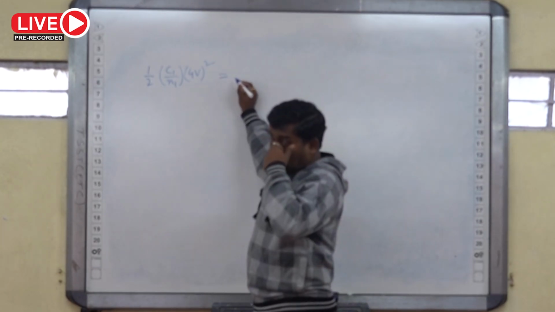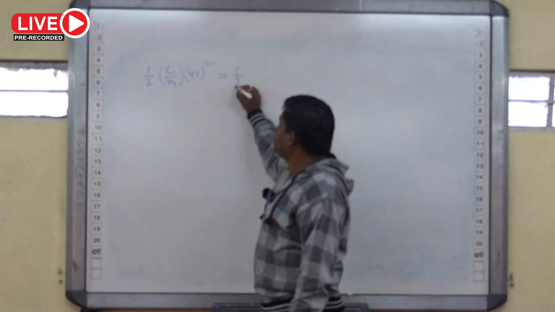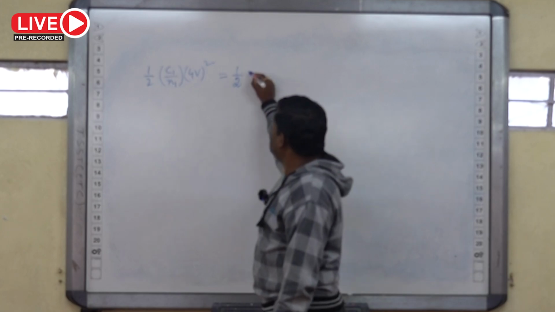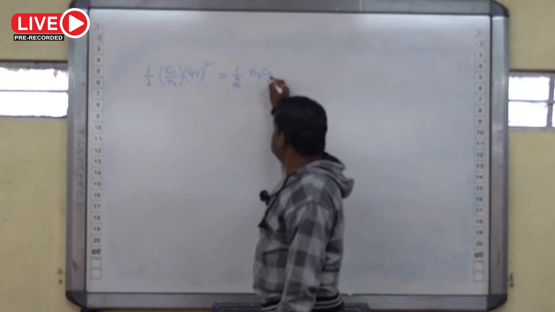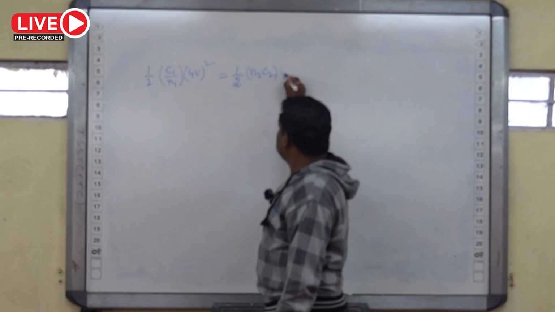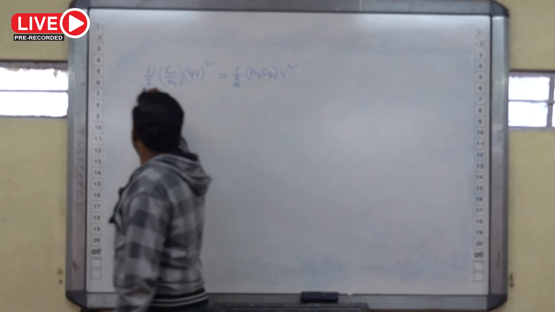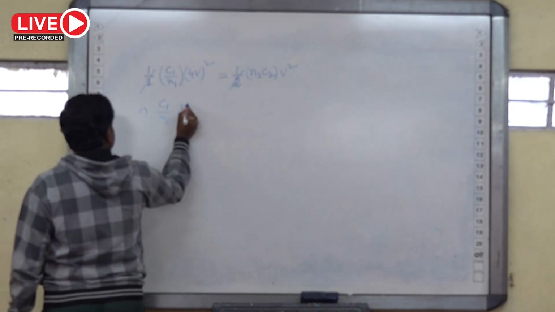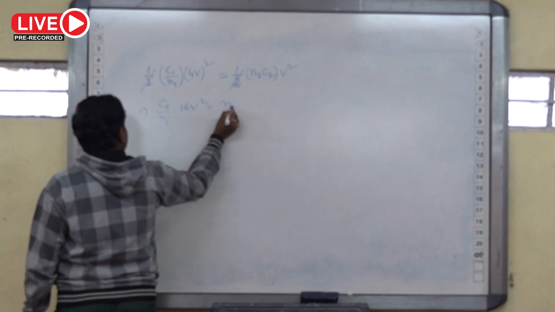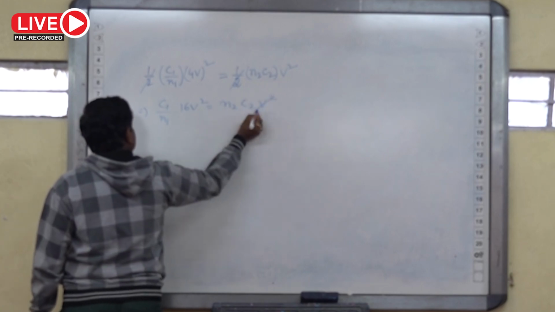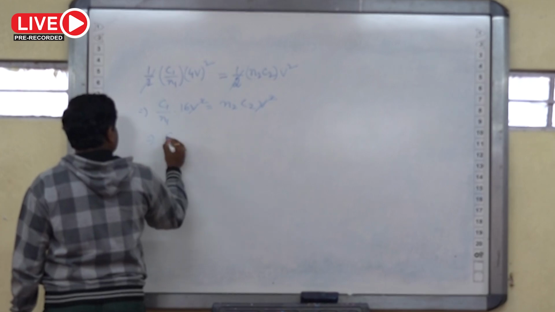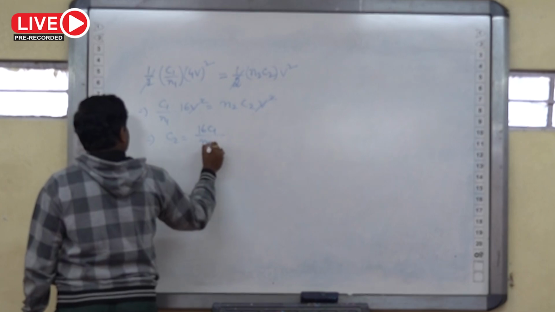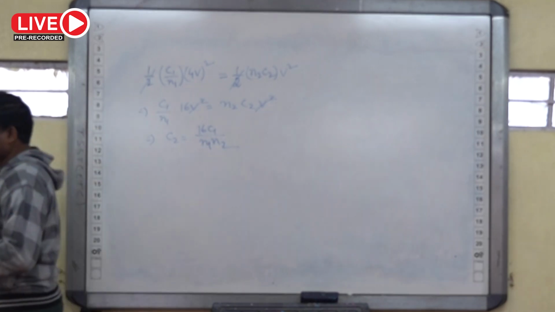In the second case, all N2 capacitors are connected in parallel, so their equivalent is N2C2 into V square. Then equate: C1 by N1 into 16 V square equals N2 C2 V square. So C2 equals 16 C1 by N1 N2. That is option B.